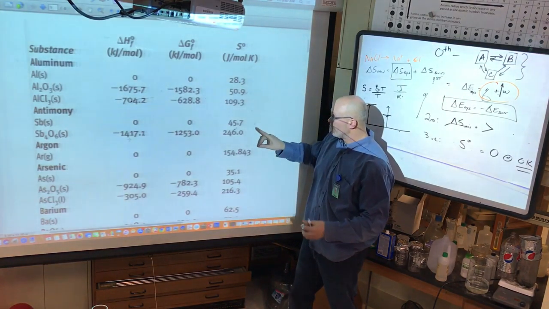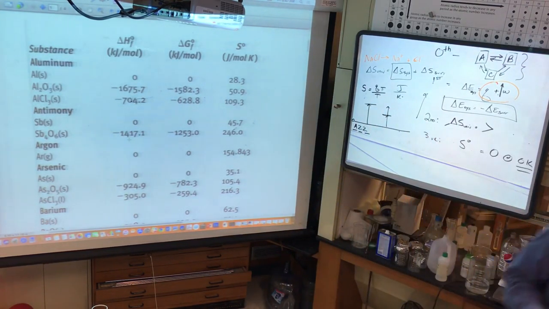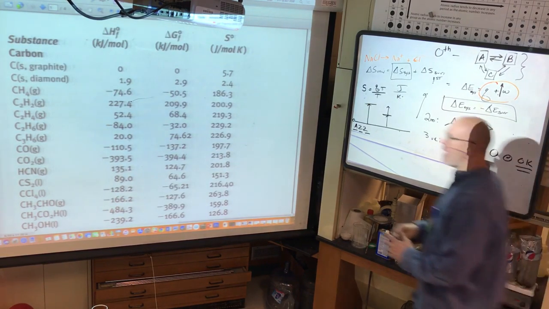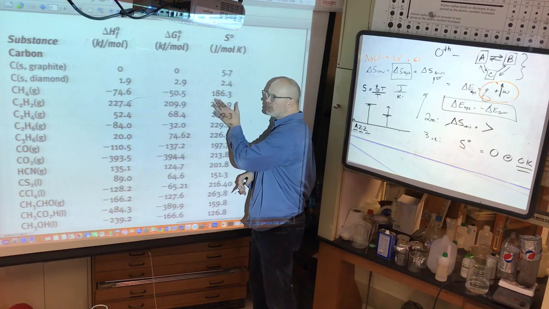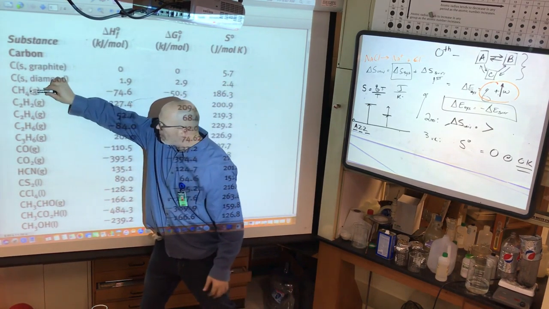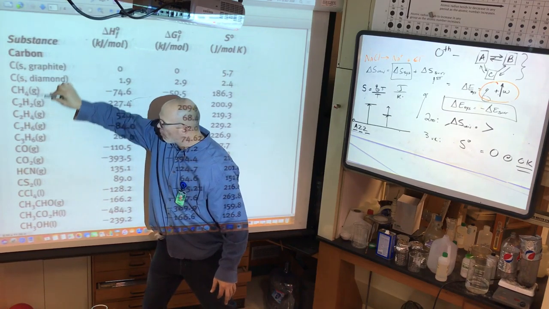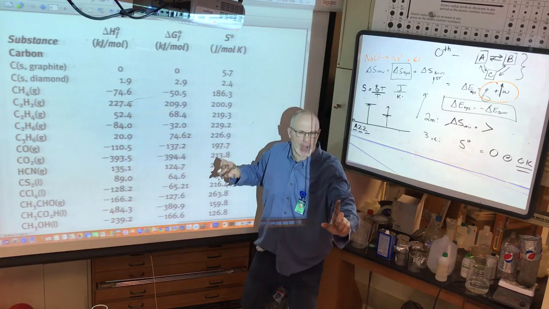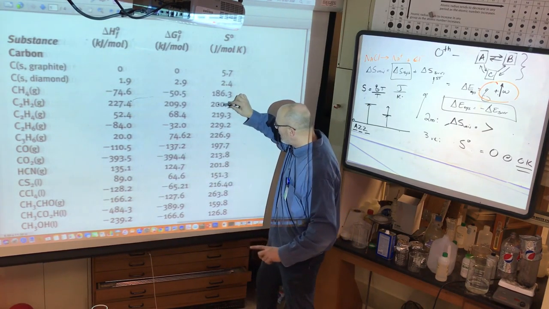Cool. Now, what about if you're comparing the same gases? This is important. Check this out. I have CH4, that's a gas. I have C2H2, C2H4. What's happening to the number of atoms here? They're all a gas, so they're all high, but why is the absolute entropy, a measure of the degrees of freedom of my system, increasing?